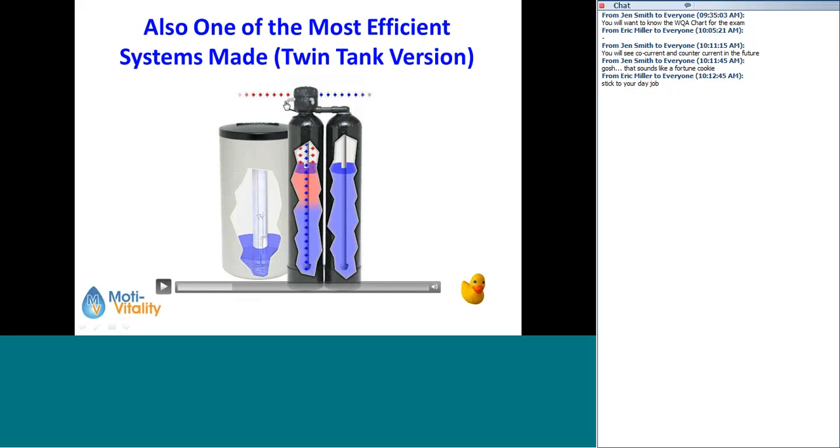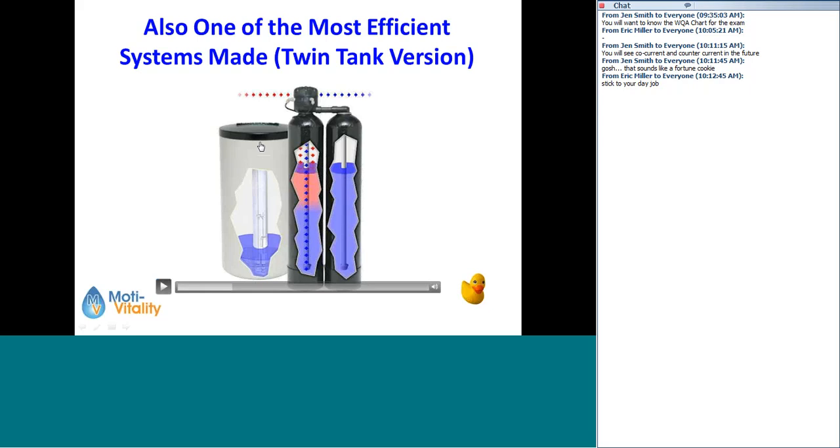You don't have to have a clock on it. There's no clock necessary on a twin tank unit because it can clean any time. It does not have to wait till the middle of the night to clean. So while this tank is supplying soft water to the home, this one's on standby. When this tank runs out of capacity, it's automatically going to switch over to the standby tank and begin cleaning this tank.